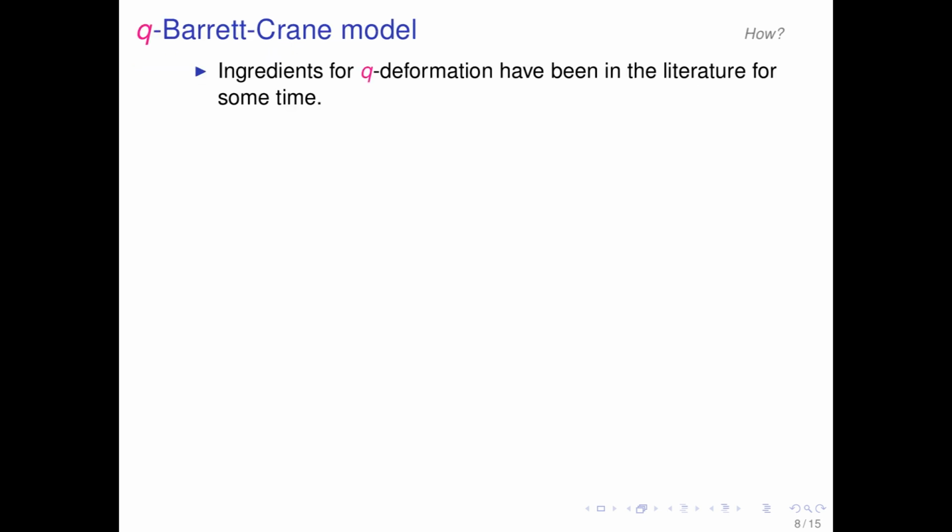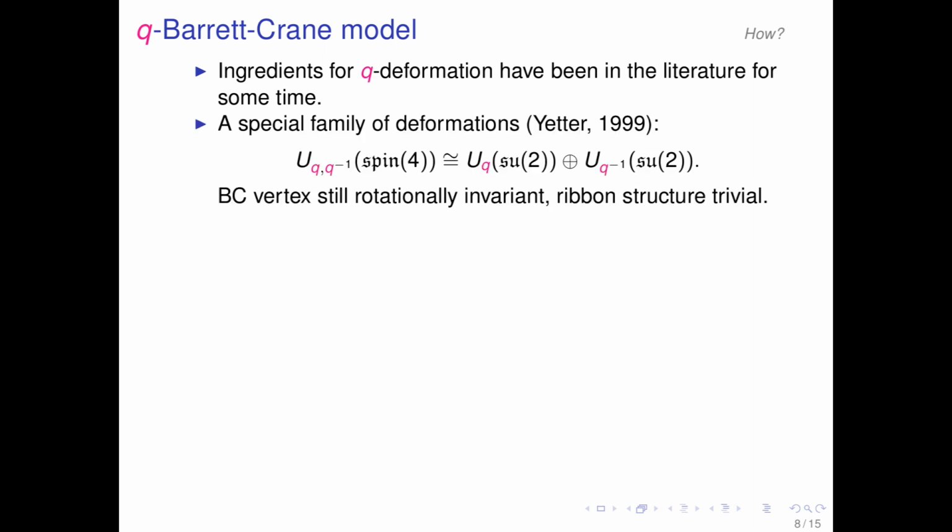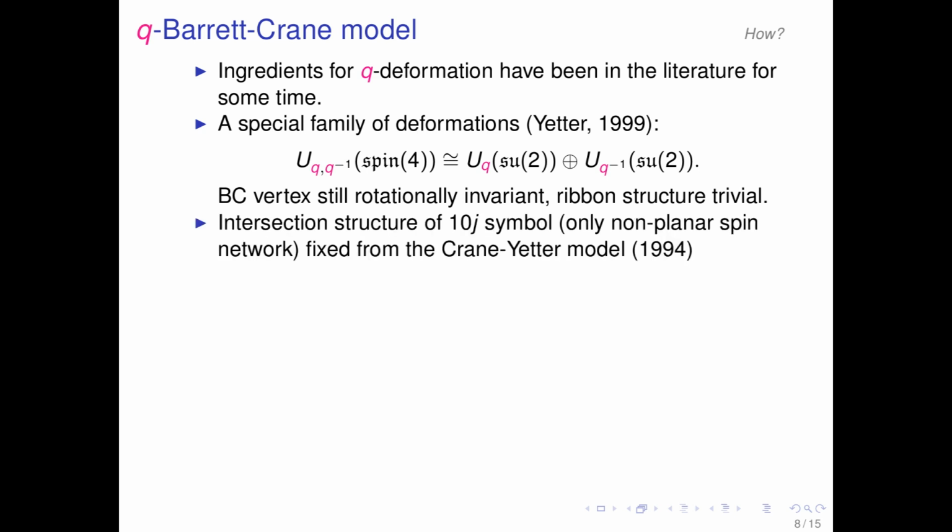So how do we go about doing these simulations? First we have to formulate the q-deformed Barrett-Crane model. The ingredients to do this have been in the literature for some time, so it's a matter of collecting them. For example, which of the possible q-deformations do we use? Yetter showed that if we take the two q-deformation parameters to be inverses of each other, this is what you need to do to recover some invariance properties of the Barrett-Crane vertex. Incidentally, this choice also eliminates the ribbon structure from deformed spin networks, which is nice for us because then we only have to specify the crossing structure and not the ribbon structure.